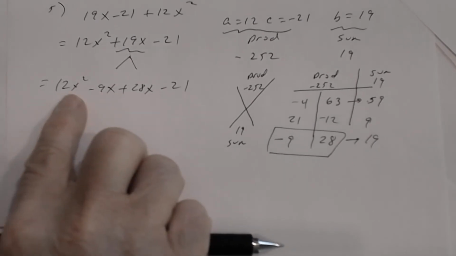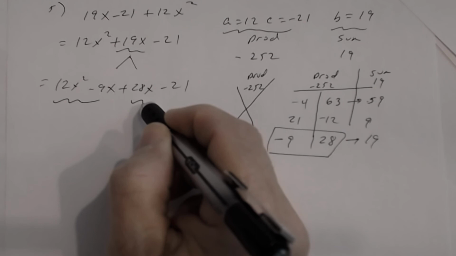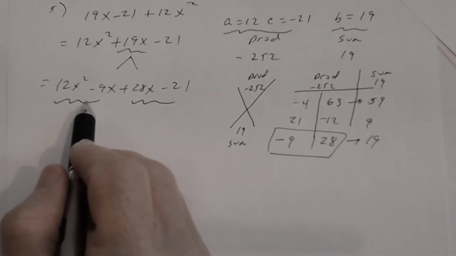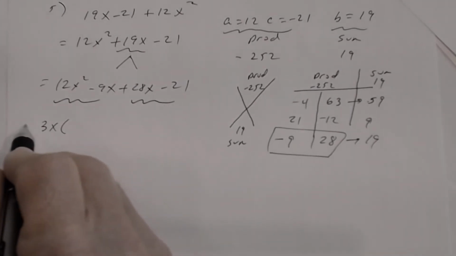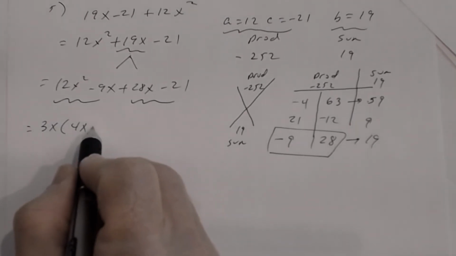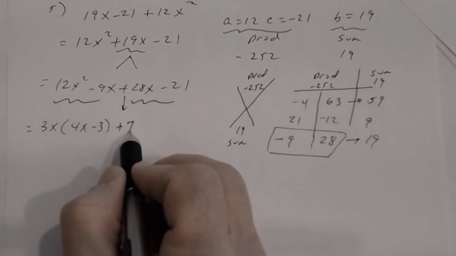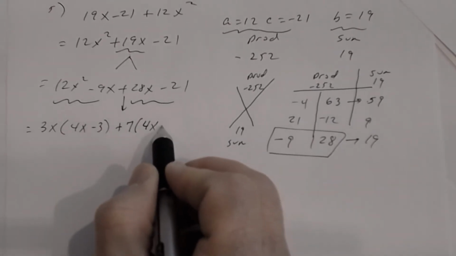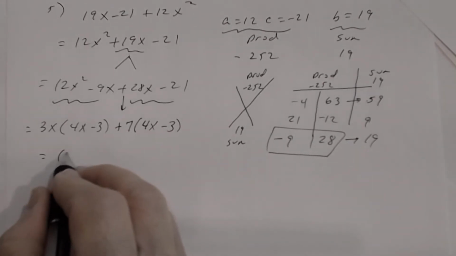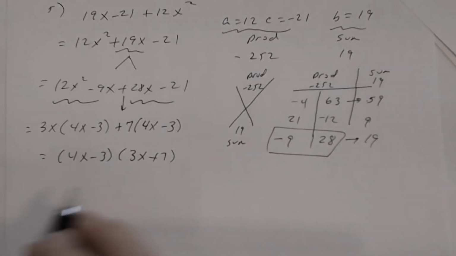Okay, so now since I have 4 terms, I can use grouping. So move the first 2 and the last 2. In the first group, what can I factor out? I can factor out a what? 3x. And so I'm going to get 3x times 4x is 12x squared, and then 3x times a negative 3 is negative 9x. From the second group, I can factor out a 7, and so I get 4x minus 3. So notice that these 2 groups have the same common factor, so I get 4x minus 3 times 3x plus 7. Okay, so that should be your answer.